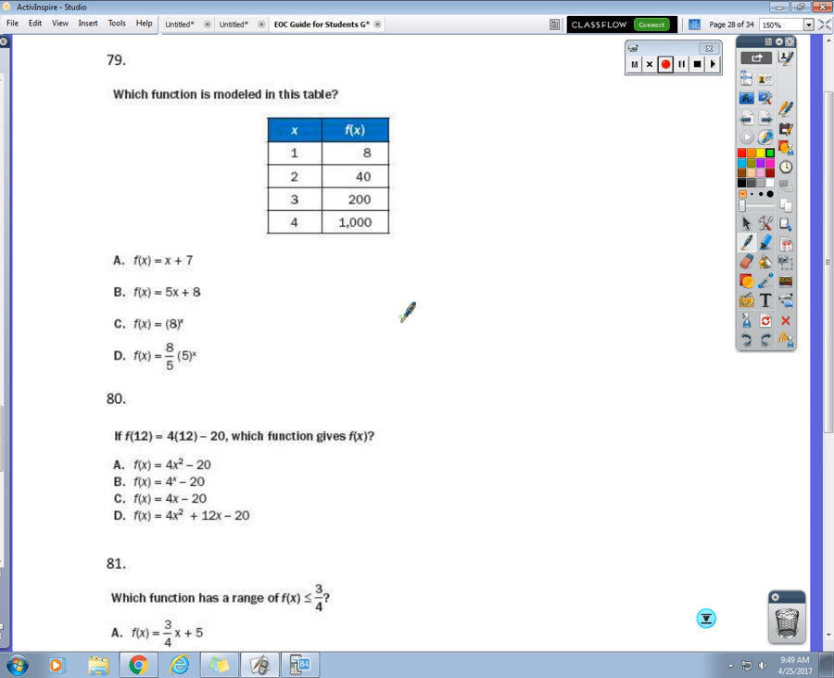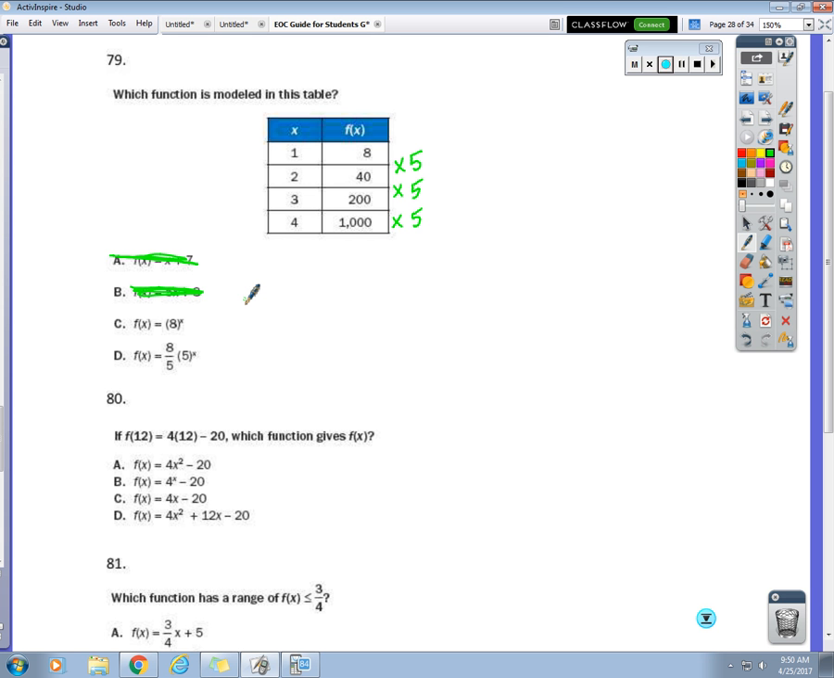Which function is modeled in this table? Okay, well, first of all, you got to figure out the pattern in the table. It multiplies by 5 every time. So when you have a function that's multiplying by the same number every time, is that linear or exponential? Exponential. Okay? To be linear, it would have to add or subtract by the same thing every time.